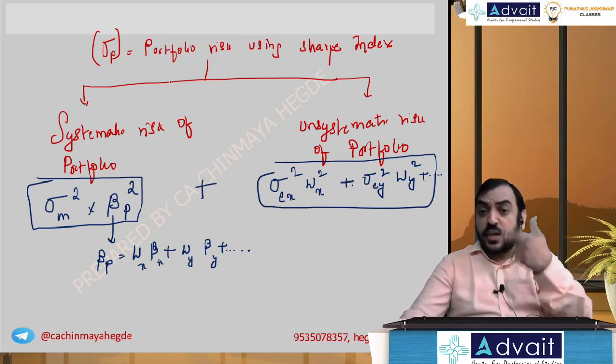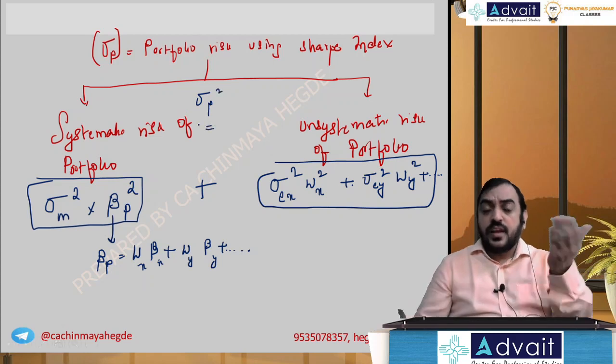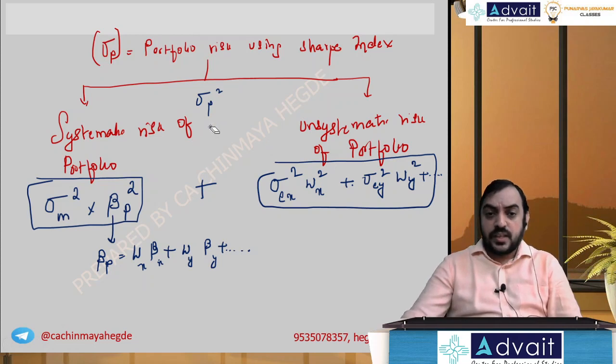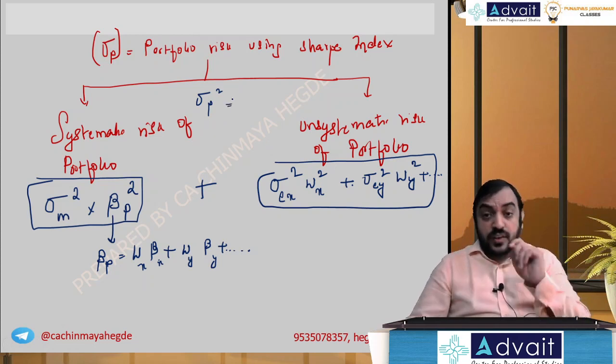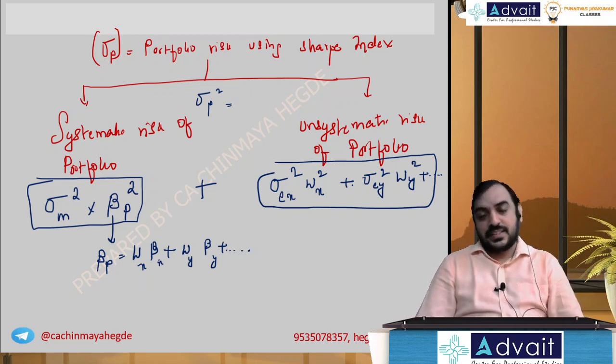And I add both. I get total risk, of course variance I get. Then if I take the standard deviation, this is going to be variance. This is sigma p square equals. This is variance, and if I take the square root, I'll get the standard deviation. So if they ask you portfolio risk using Sharpe index, you have to follow these steps.